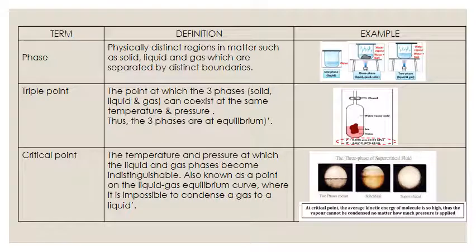And then kita tengok critical point. Critical point adalah temperature and pressure at which the liquid and gas phase become indistinguishable. Maksudnya pada critical point ini kita tak dapat membezakan lagi antara liquid ataupun gas. Disebabkan pada saat ini liquid mempunyai gas properties, gas pun mempunyai liquid properties. Jadi diorang dah mix together.